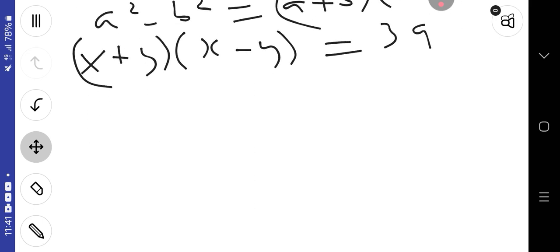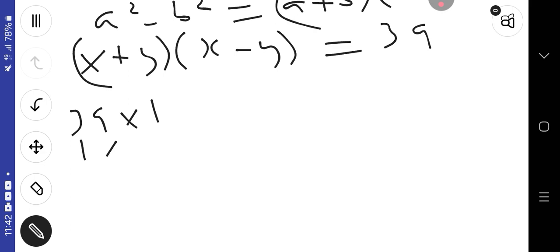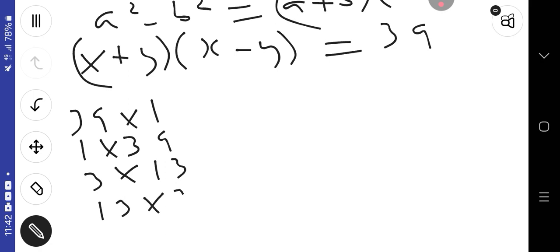All right, now what we do here is to look for two numbers that will multiply and give you 39. So we have 39 times 1, 1 times 39, we also have 3 times 13, and we also have 13 times 3.